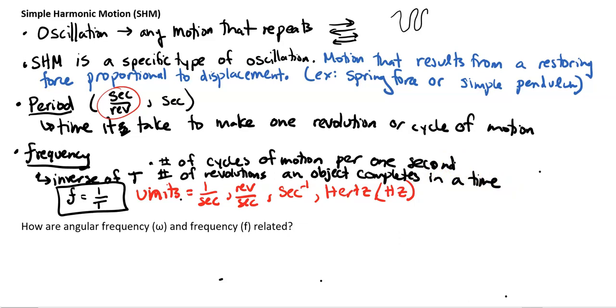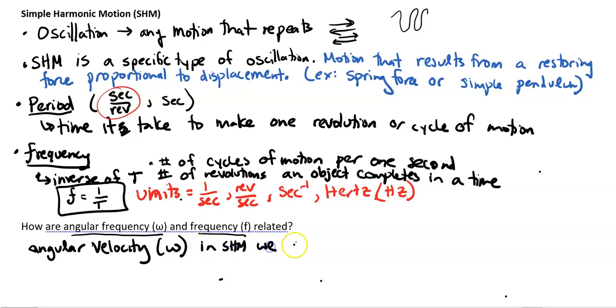Okay, so we've talked a little bit about angular frequency this year. And we're going to talk about how that relates to regular frequency, f, which, again, the units are hertz. In our unit on rotational motion, we talked about angular velocity, which, again, the symbol for angular velocity is omega. In simple harmonic motion, we call angular velocity angular frequency. So these have the exact same symbol. Okay, keep that in mind.